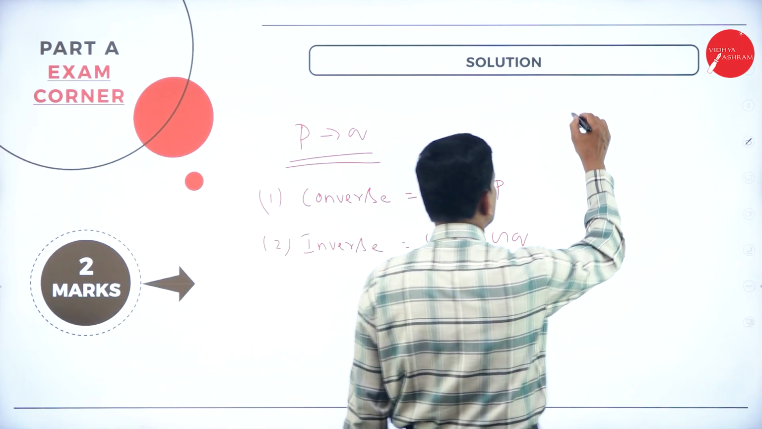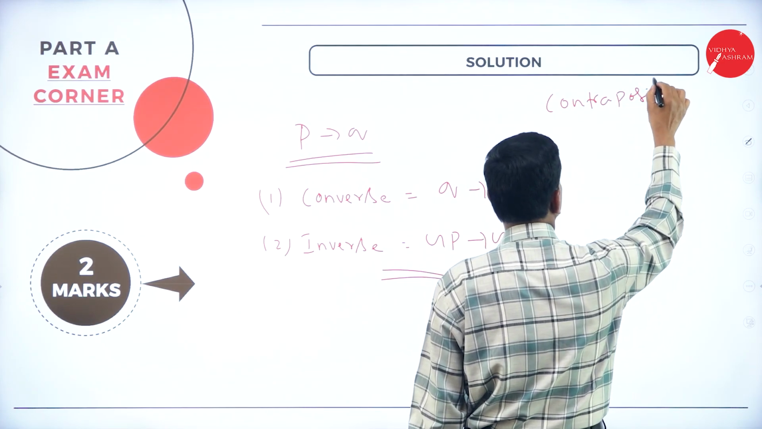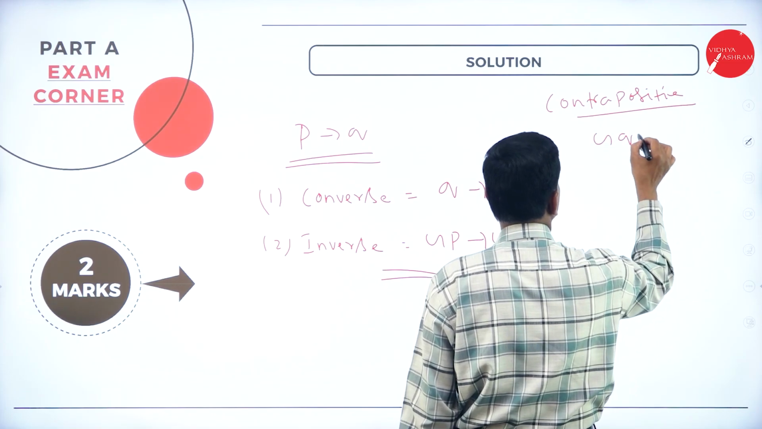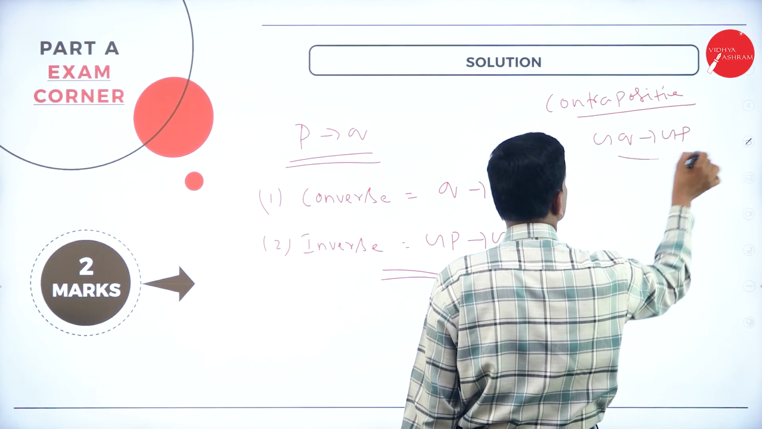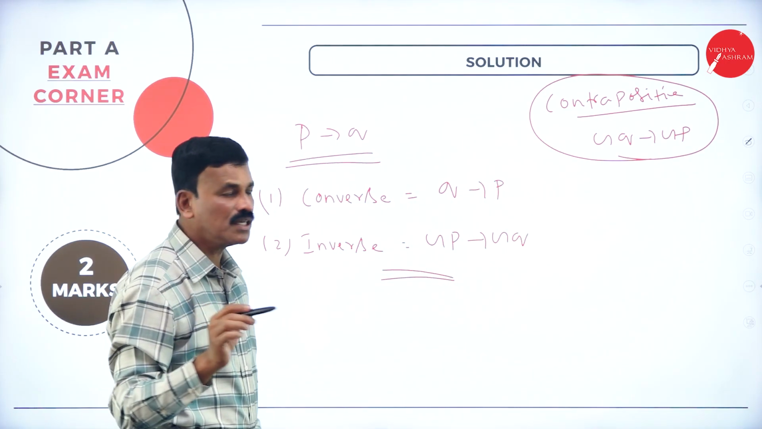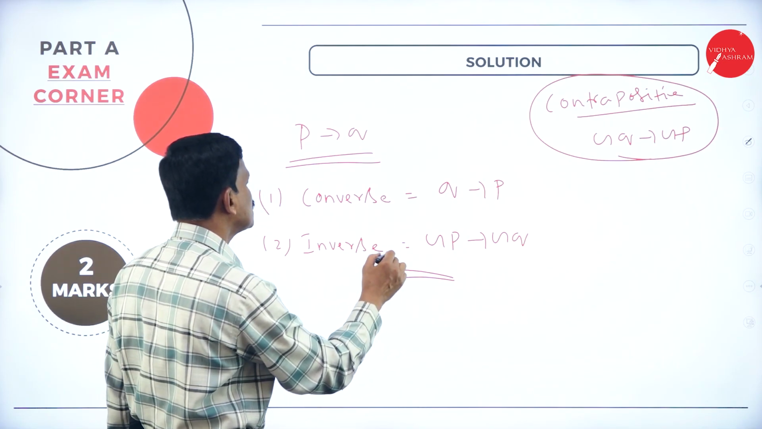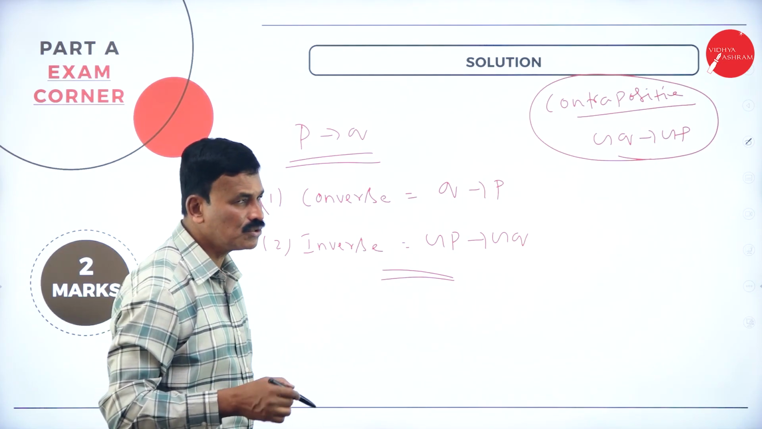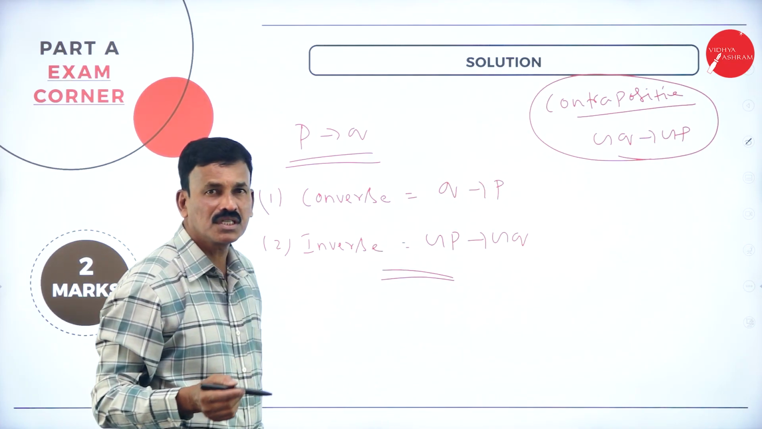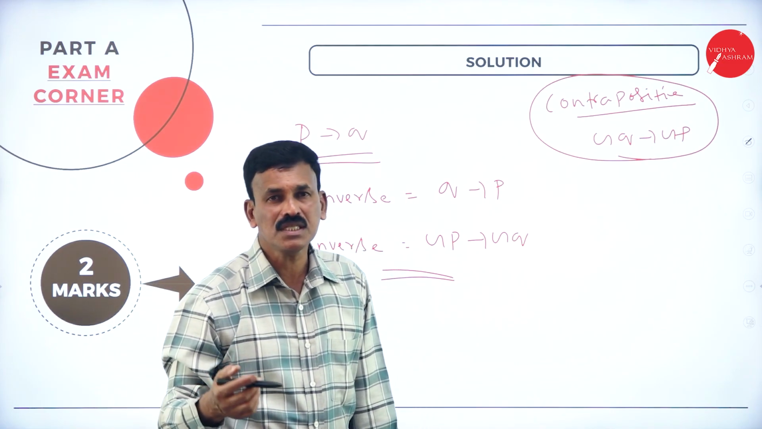Suppose they ask contrapositive. Contrapositive is nothing but negation Q conditional to negation P. So for any conditional statement P conditional to Q, the converse is Q conditional to P, the inverse is negation P conditional to negation Q, and the contrapositive is negation Q conditional to negation P, that's it. If you want, you can also explain with an example.